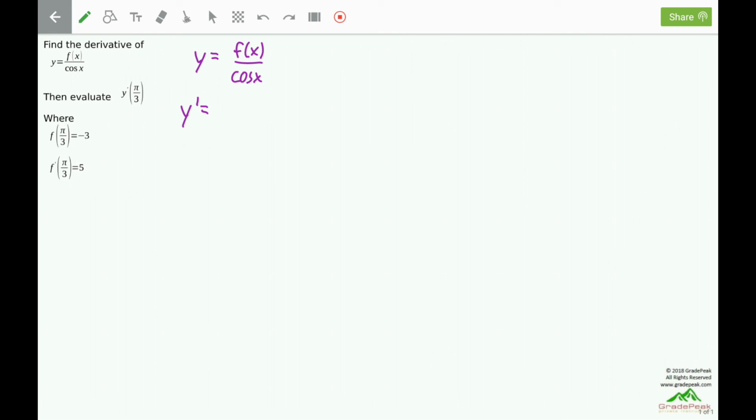Y prime, or dy dx, will be the derivative of the numerator, we will call that f prime of x, times the denominator left alone, minus the numerator left alone, times the derivative of the denominator, which is a negative sine x, and all of this over the denominator squared.